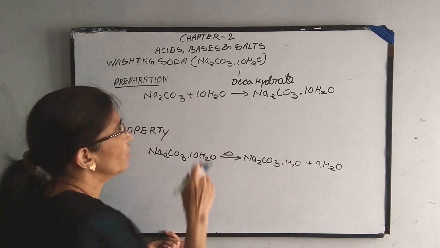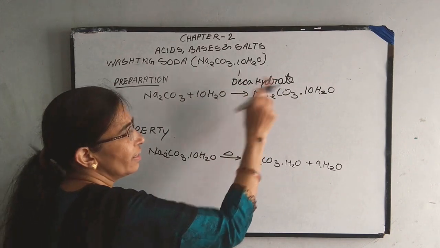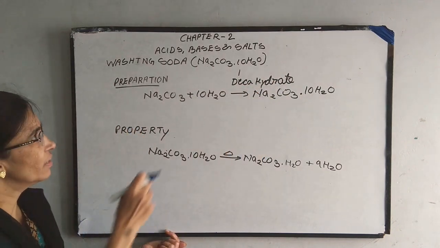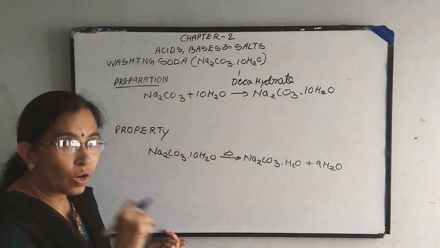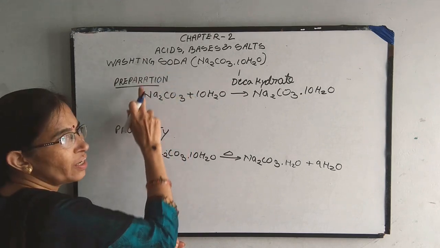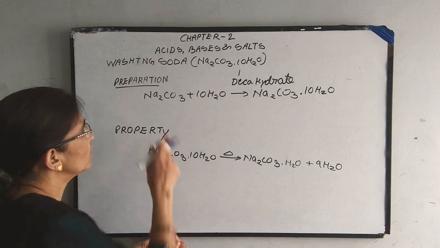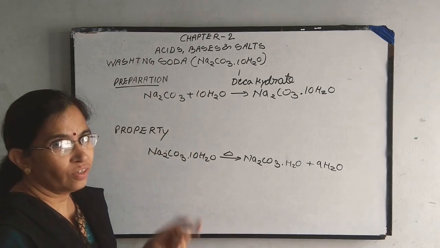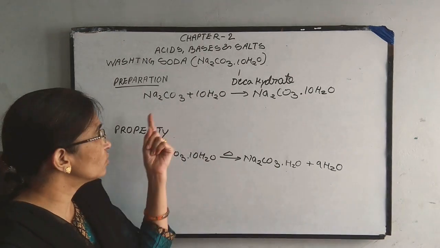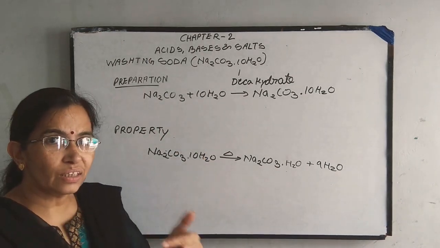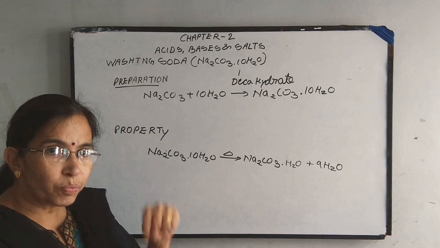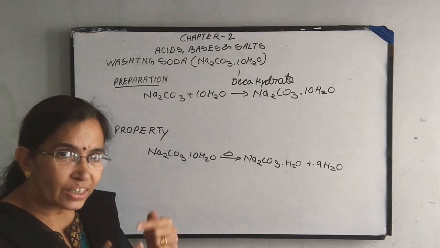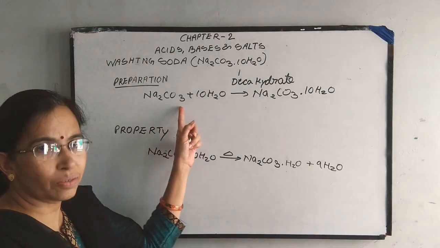So what is the name? Sodium carbonate decahydrate. That is the chemical name of washing soda. Now, how is it prepared? It is prepared by recrystallization of sodium carbonate. How did we get sodium carbonate? First we got NaHCO3, sodium bicarbonate, and you have seen that when we heat sodium bicarbonate, we get sodium carbonate.